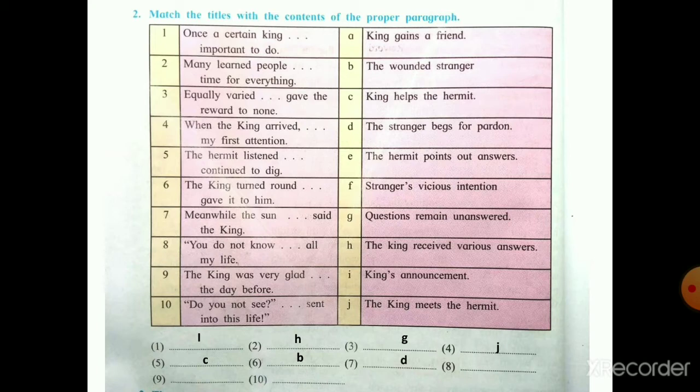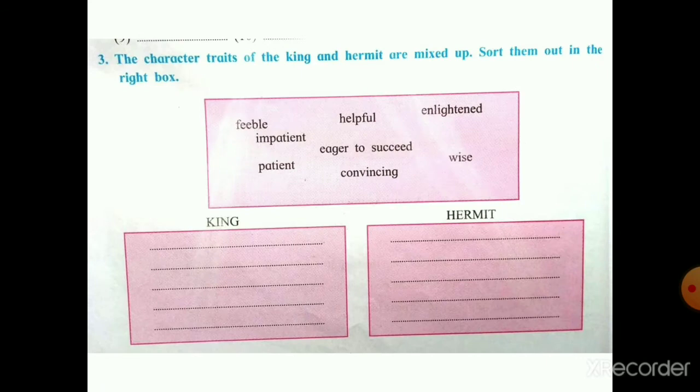Then seventh number, meanwhile the sun dash said the king. Its answer is the stranger begs for pardon. Eighth number, you do not know blank all my life. Its answer is stranger's vicious intention. The ninth number, the king was very glad dash the day before. Its answer is king gains a friend, and last one, do you not see dash sent into the life. Its answer is the hermit points out answers. Next question, some words are given here, we have to classify them into king and hermit.